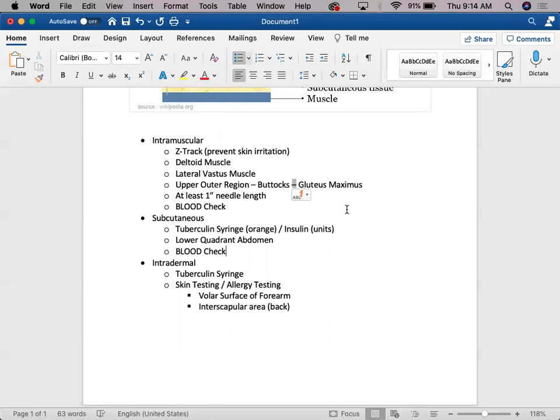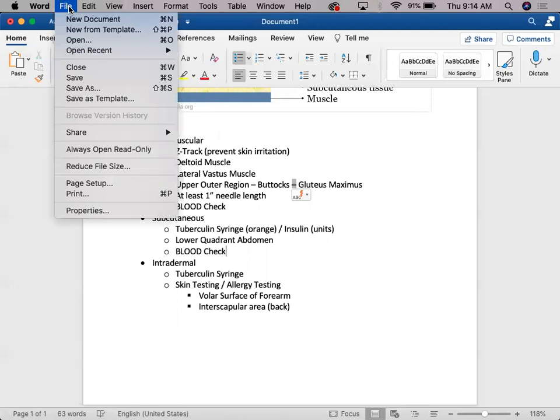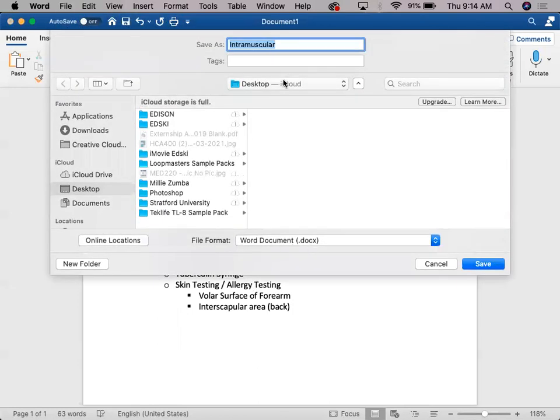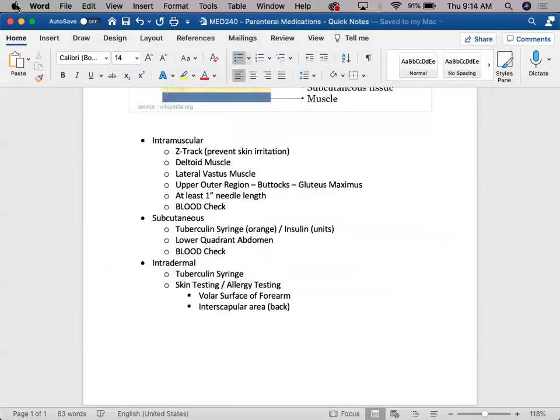Let me check what else I have here. All right, so I'll make this available. Let's save as, what are we going to call it? Parenteral. First, I got to put the class always, pharmacology. Save it on my desktop, and I'll put it in after the lecture.